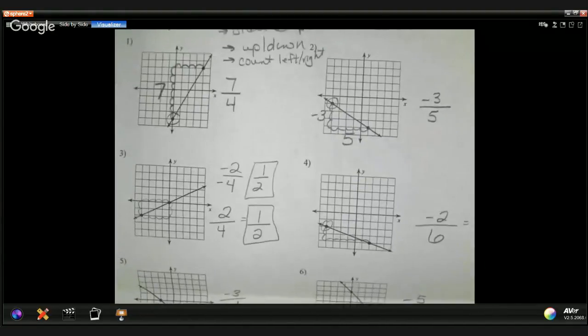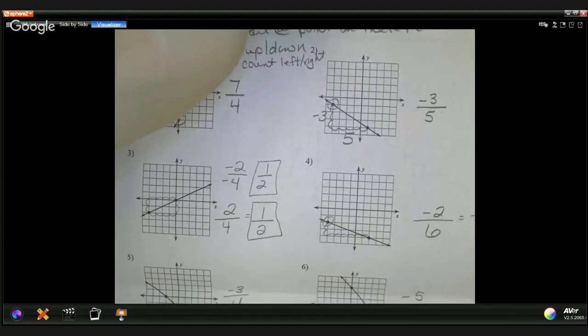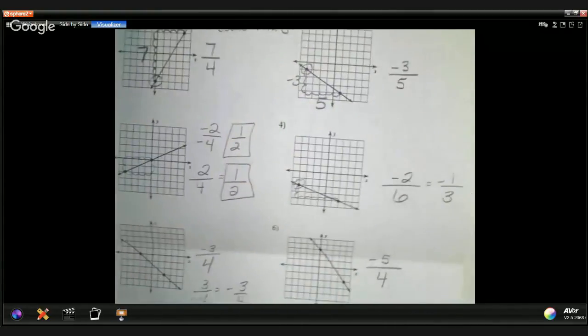Okay, so let's look at 3 and 4. Depending on your direction you went for 3, you got a different answer. For 4, you should be able to reduce it. So I'd like you to be able to reduce whenever you can.